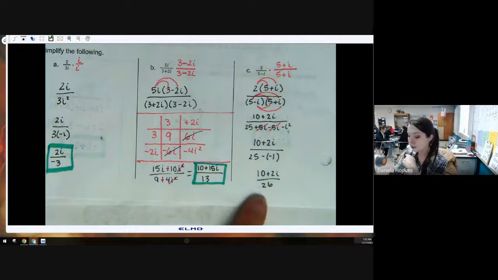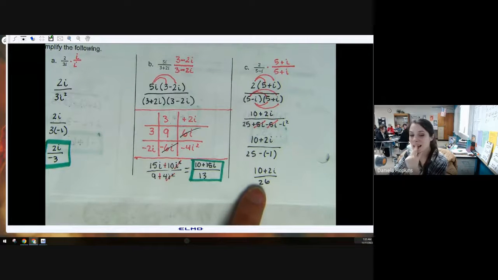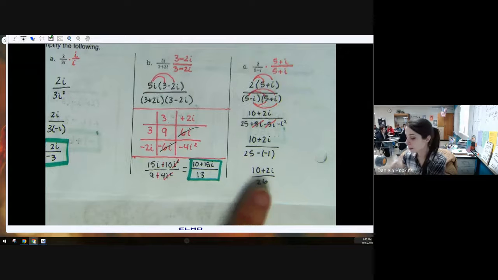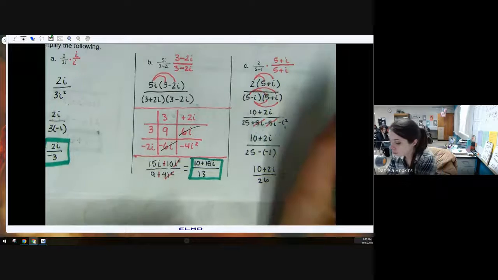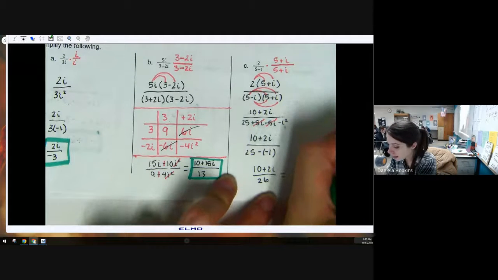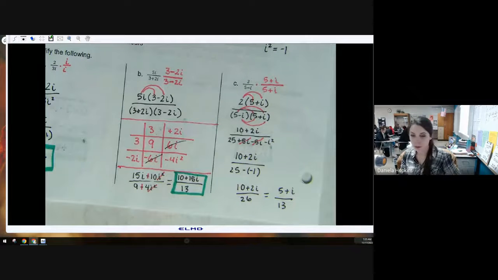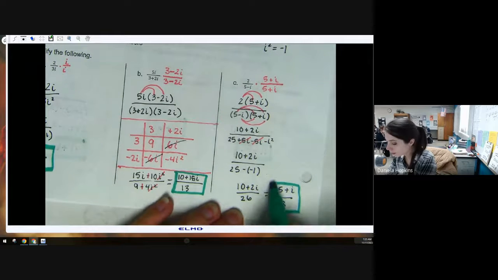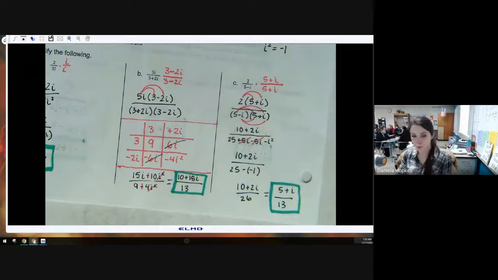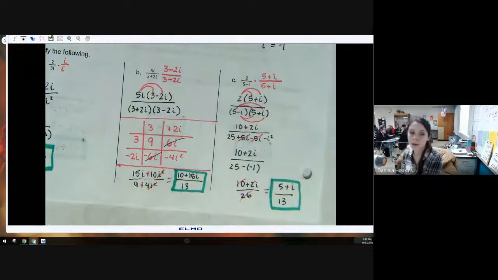I think for the sake of simplicity I would accept this, but can we reduce this? Yeah. What could we divide everything by? 2. So this could reduce to 5 plus i over 13. That's probably the most technically correct answer. I think on a quiz I probably wouldn't care. Your Go Formative might care because I don't remember how I wrote it. But yeah, you can divide by 2, divide by 2, divide by 2 to get that simplified answer.